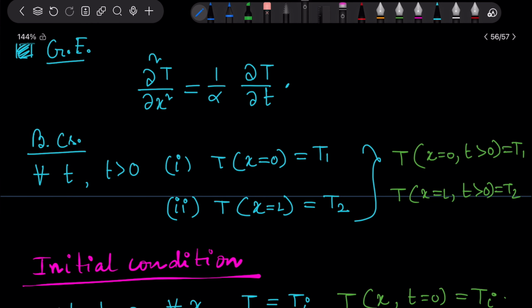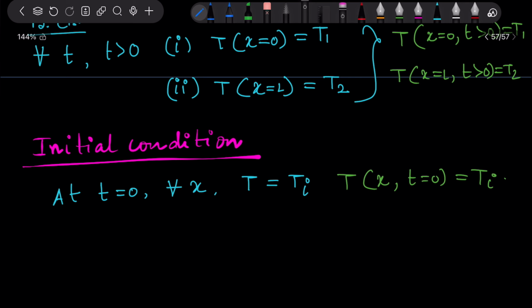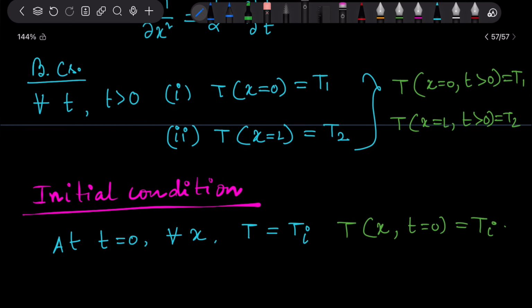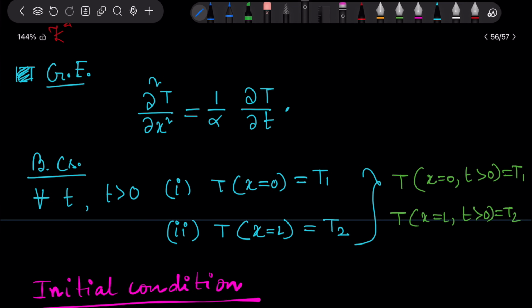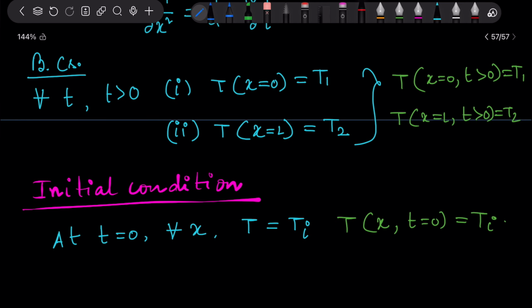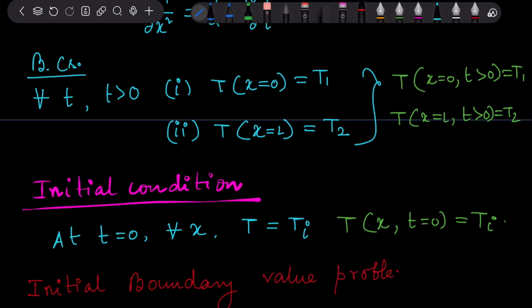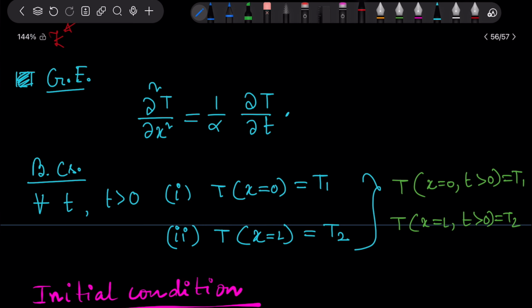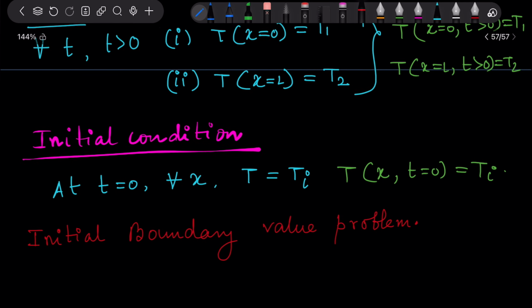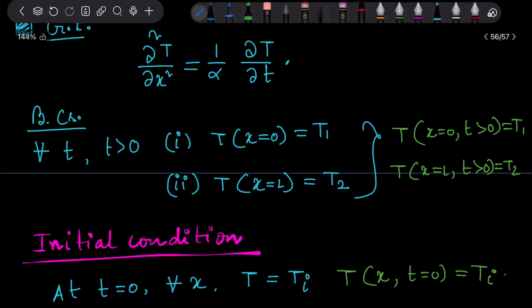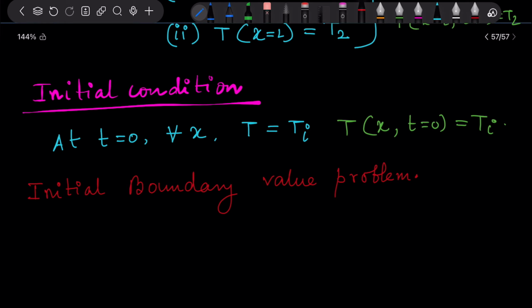So now this was my mathematical description, and this problem is also known as an initial boundary value problem, because it has one initial condition and two boundary conditions. These terminologies you should know. And so now let us continue.